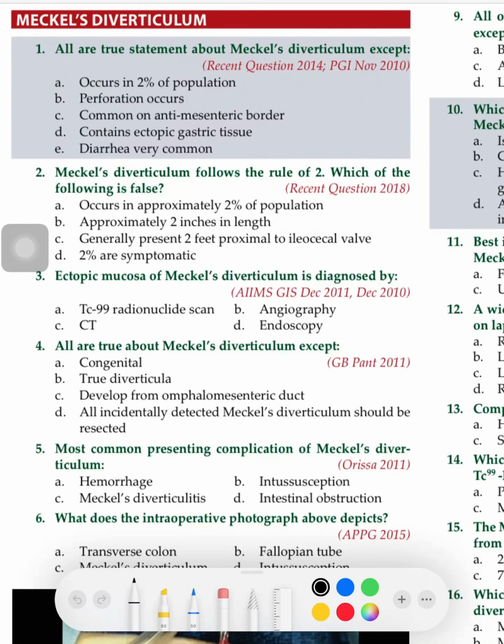Hi everyone. Today we'll discuss a few MCQs about Meckel's diverticulum. All are true statements about Meckel's diverticulum except. So we need to identify the false statement. It occurs in 2% of the population.